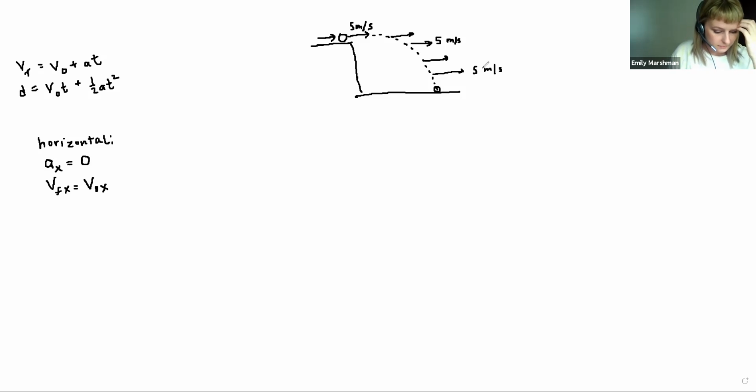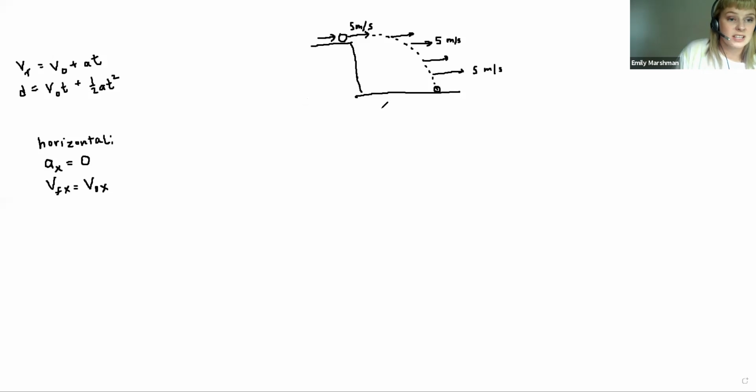Now you might think, well, when it lands, doesn't it come to 0? It does, right? But that's only after it interacts with the ground and the force of the ground slows it down. If I'm talking about the instant that it touches the ground, before the ground has any chance to act on the ball, its horizontal velocity is still 5 meters per second.